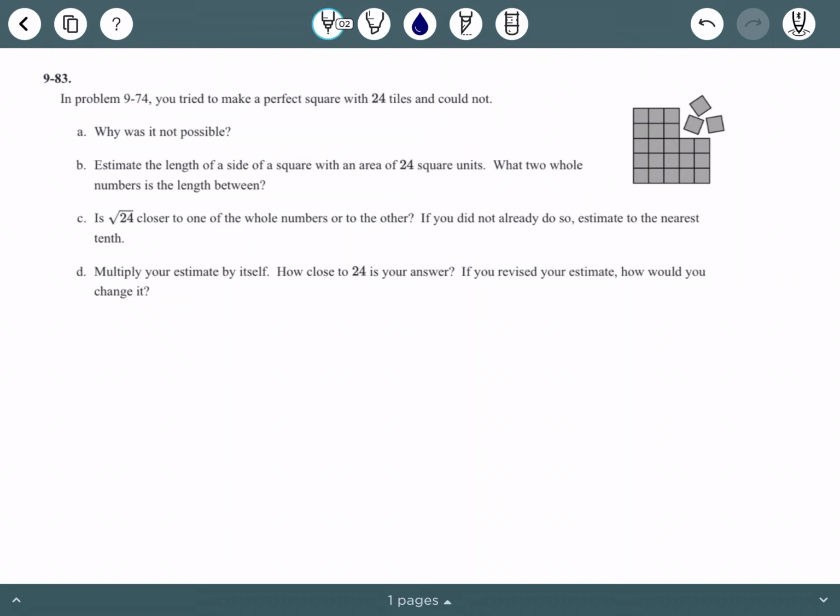And part B tells us to estimate the length of a side of a square with an area of 24 square units. What two whole numbers is the length between? Well, let's suppose we had a square that was 4 tiles by 4 tiles, which would be 4 squared. Now 4 squared gives us 16. Now we know 24 is greater than 16.